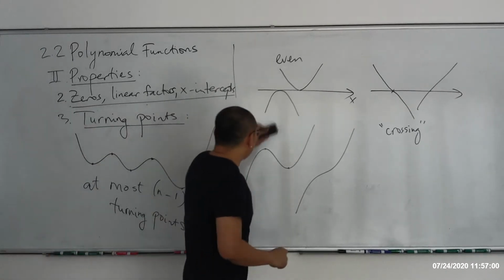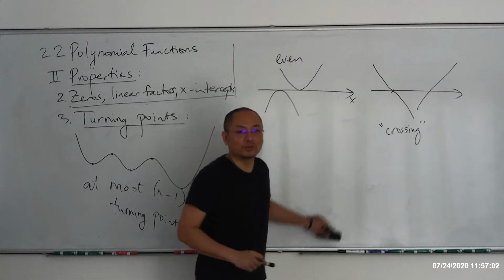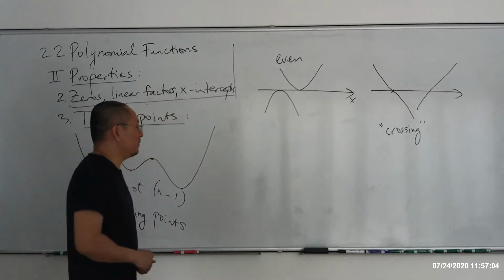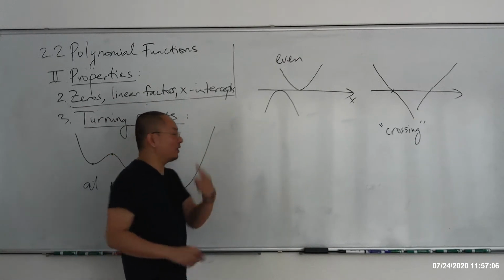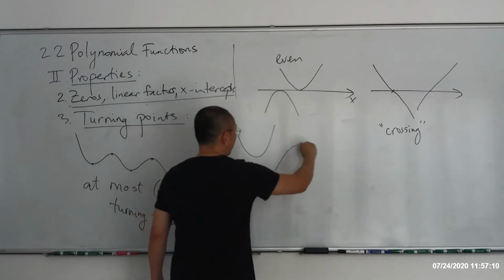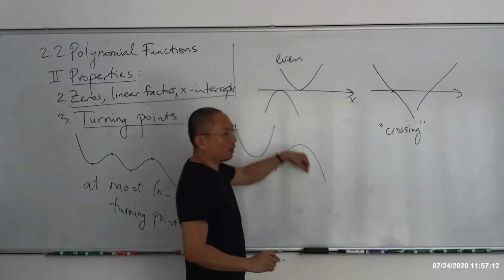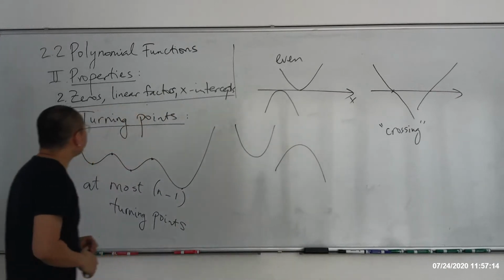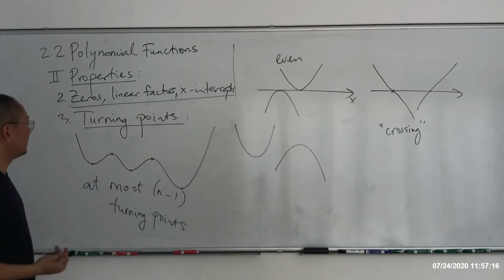Okay? What about polynomial of degree 2? Quadratic function. Remember, polynomial of degree 2. It has exactly 1 turning point. So you see either a parabola this way or parabola this way. So go down, go up, or go up and go down. That's it. That's about turning points.